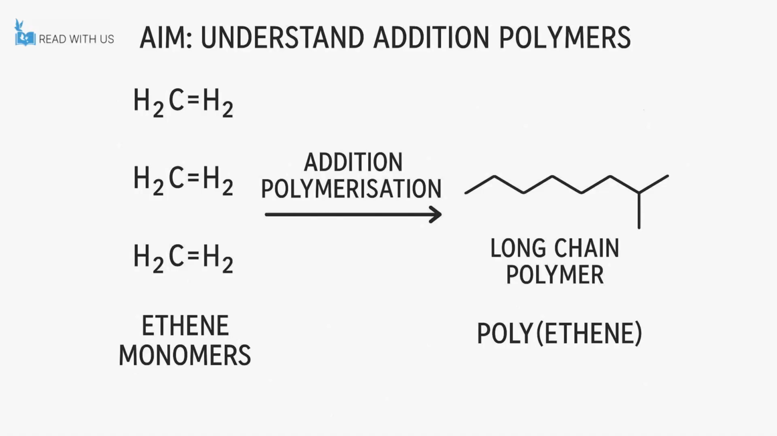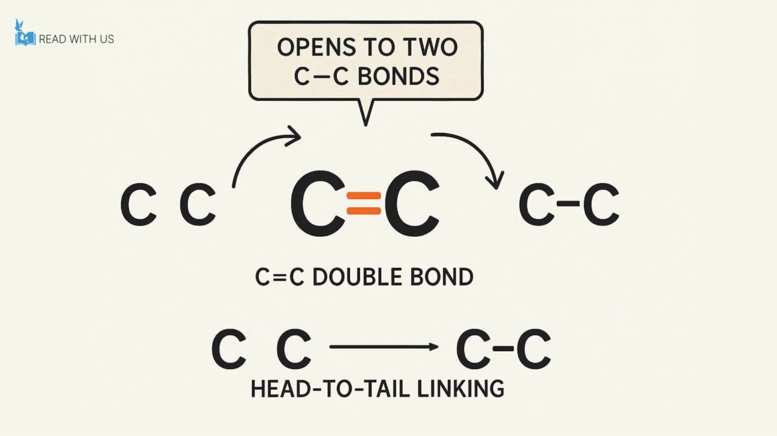On the screen, a side-by-side diagram shows several ethene molecules on the left and one long chain labeled polyethene on the right, and the aim is to understand how alkenes form addition polymers. A close-up focuses on the carbon-carbon double bond with the electron pair highlighted, and the explanation says that opening the double bond creates two new single bonds that let molecules link head to tail.